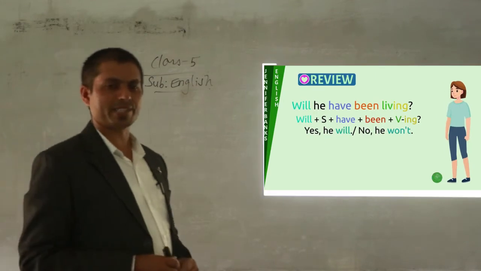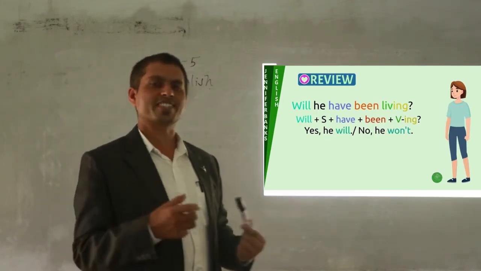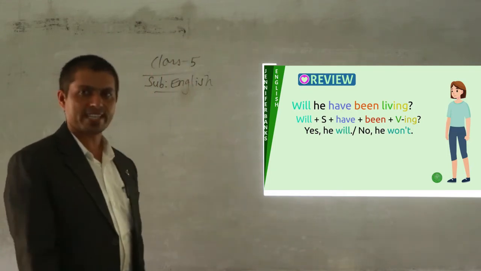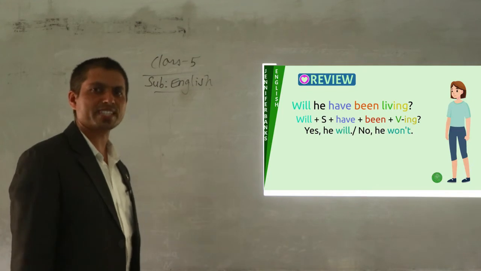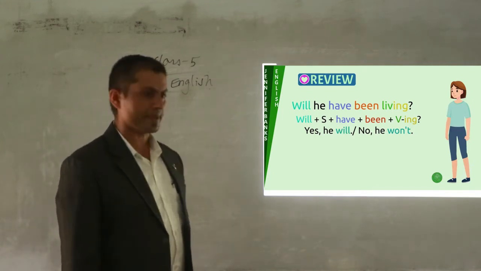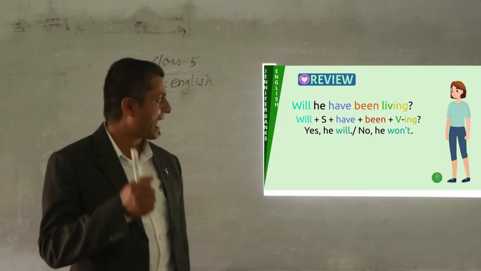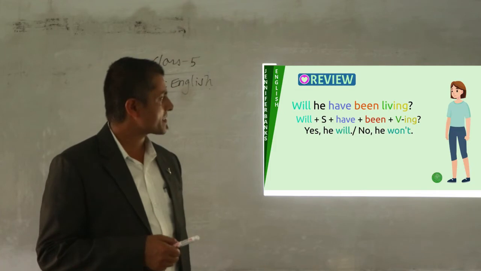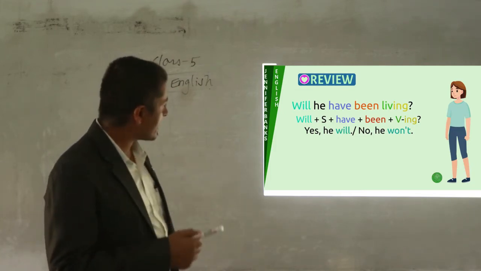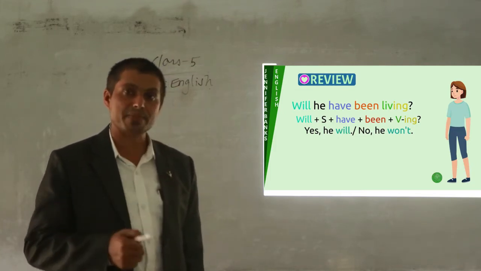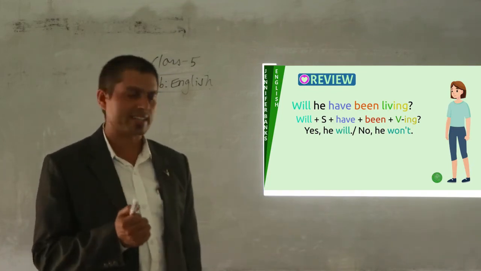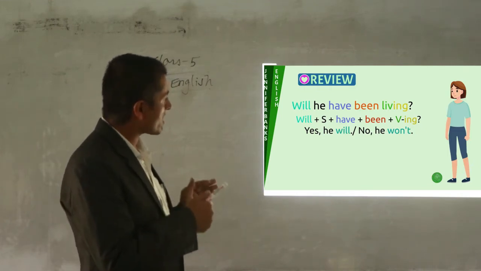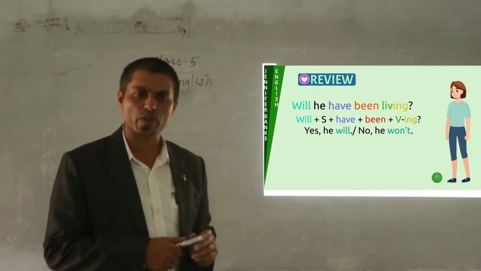Okay, my dear students, observe again and watch the conversation in this video. You can even see the review session of this conversation on the screen. Will he have been living? One example: will plus subject plus have plus been plus the ing form of the verb. Yes, he will. Or if it is a negative answer, no, he won't. So this is the example sentence, structure, and even the response given here on the screen.